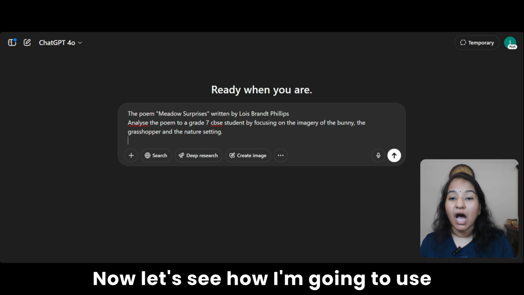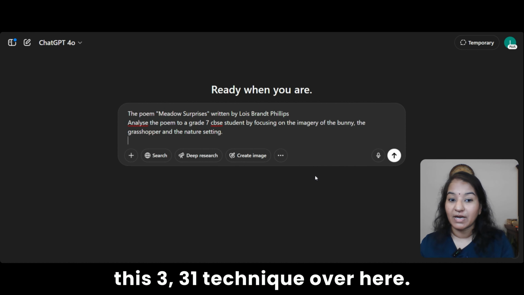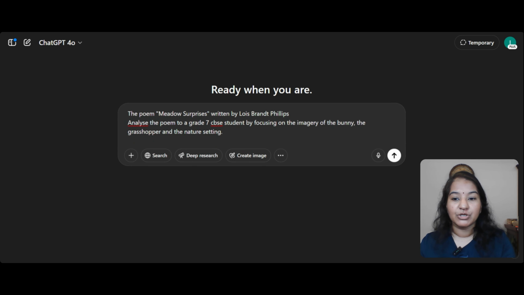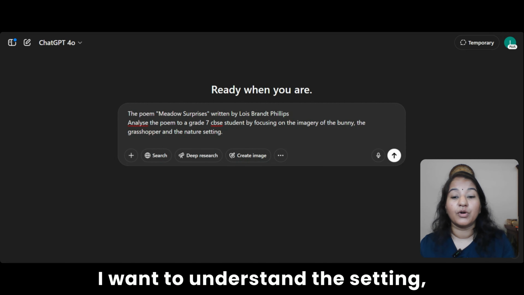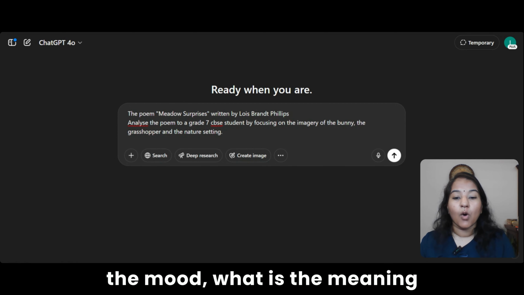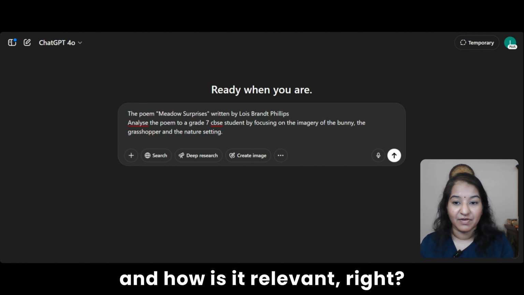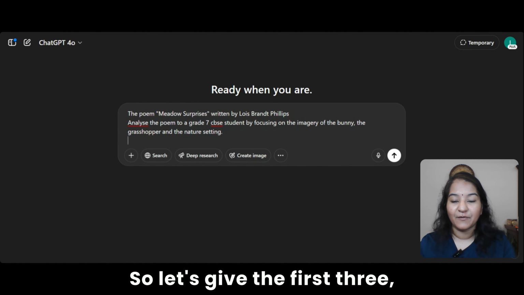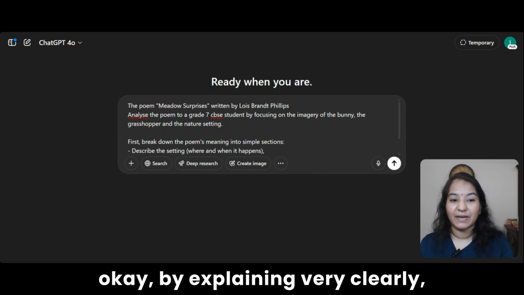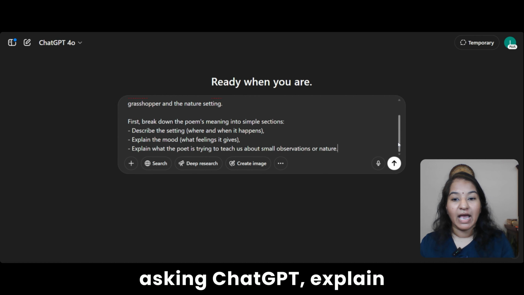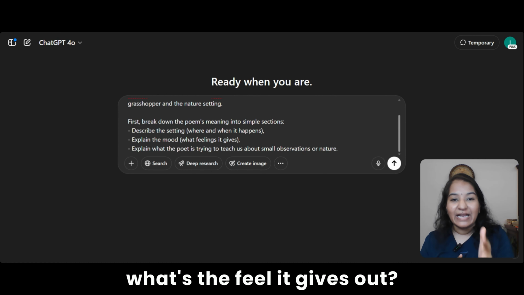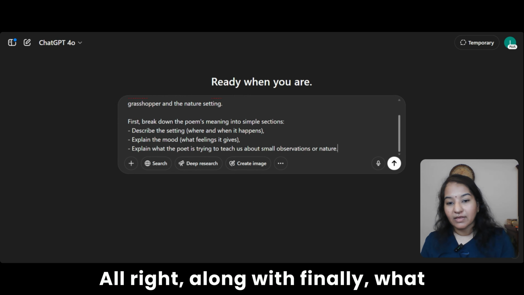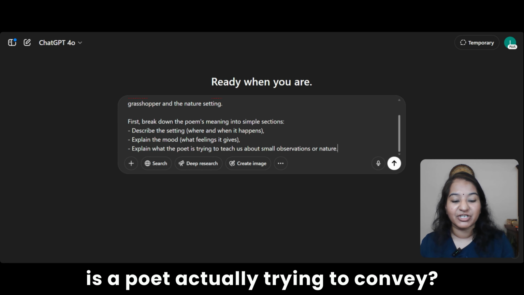Now, let's see how I'm going to use this 3 plus 3 plus 1 technique over here. First, what I want to do is understand what is in the poem. I want to understand the setting, the mood, what is the meaning and how is it relevant. So let's give the first three by asking ChatGPT: explain what is a setting, explain the mood or what feel it gives out, along with, finally, what the poet is actually trying to convey.